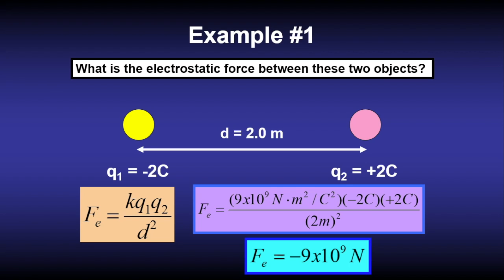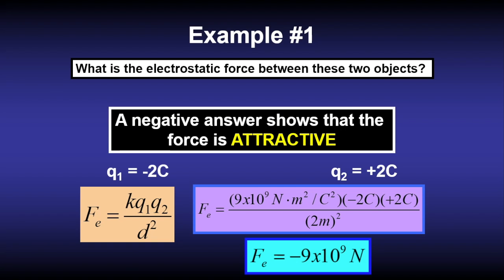When you solve, you find out that the electrostatic force between these two objects is negative 9 times 10 to the 9th newtons. Notice how it's negative here. That's really important. The negative electrostatic force is telling us that these two objects are attracted to each other.